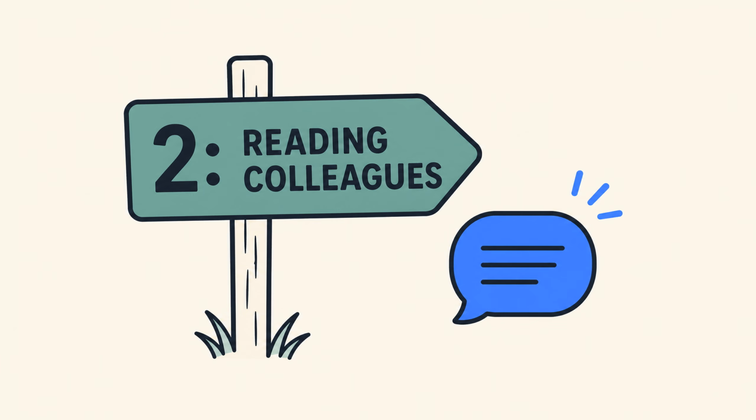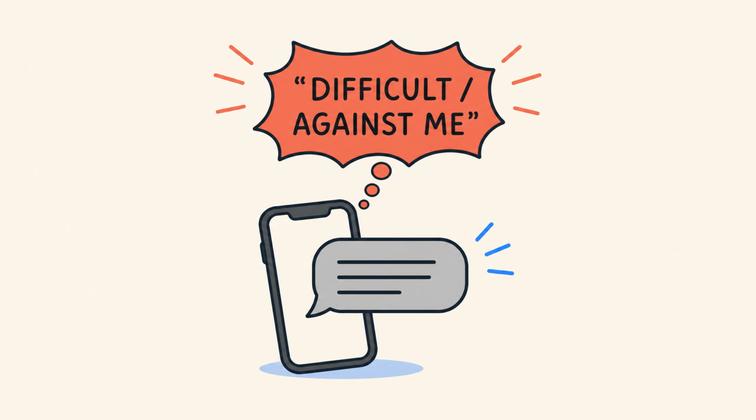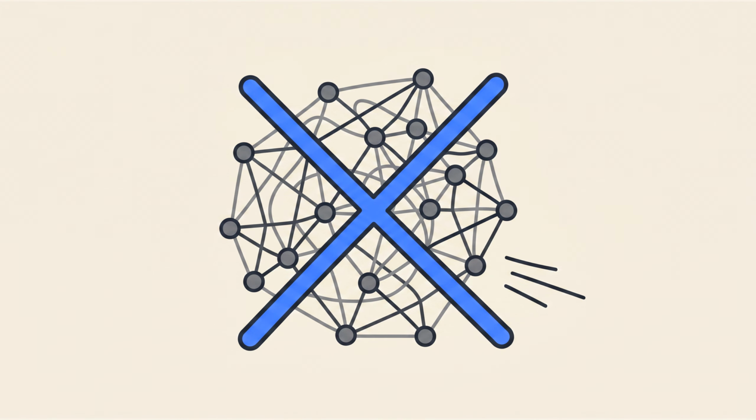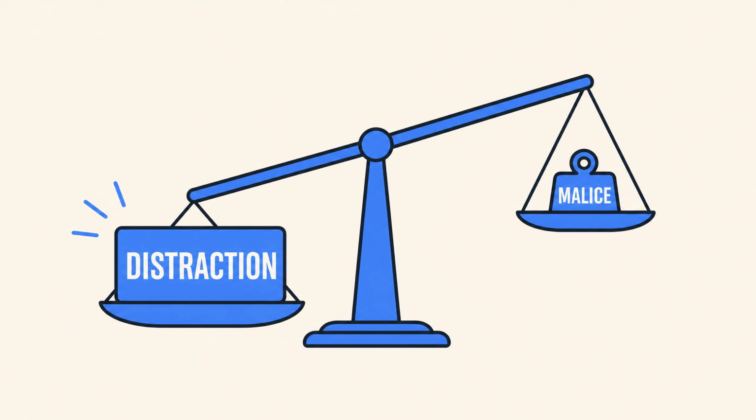Scenario 2. Reading colleagues. When someone drops the ball or sends a curt message, the dramatic read, they're difficult, they're against me, is tempting. Start simpler. They're busy, stressed, or there was a miscommunication. Then test it with a quick question instead of acting on the conspiracy. Most friction is distraction, not malice.